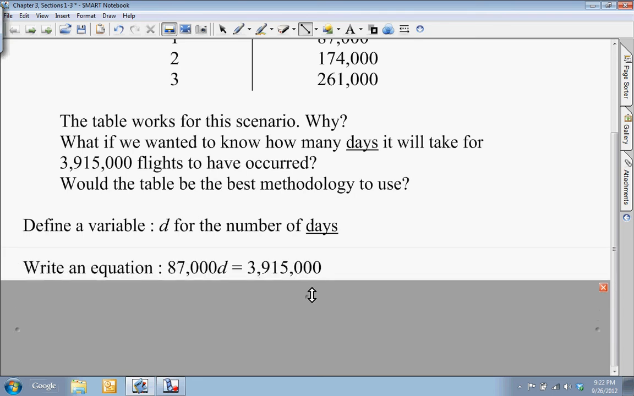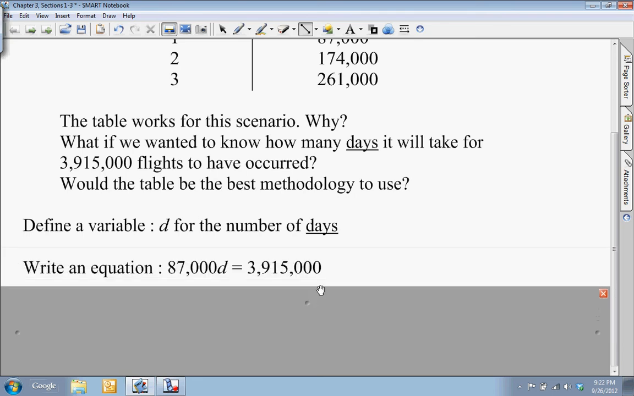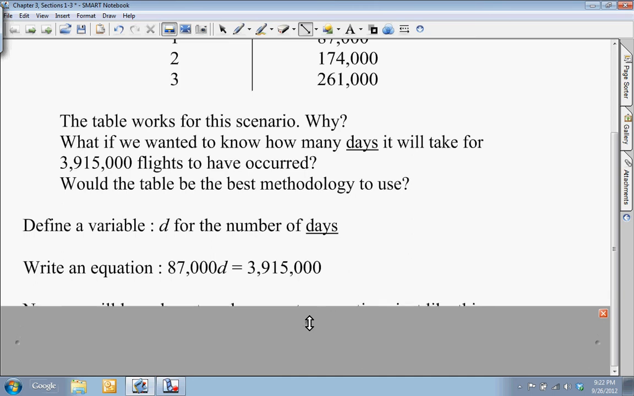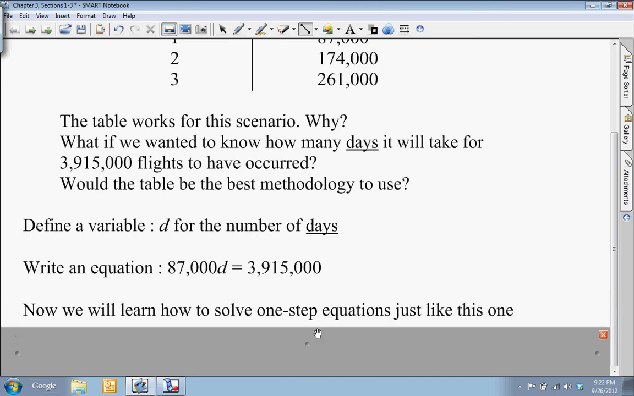And then I'm going to write an equation based on the number of days, D, times 87,000, which is how many flights occur each day. And I set that equal to 3,915,000. This was all discussed on your last lecture. What we're going to discuss today, though, is how we can solve for D in a problem just like this.